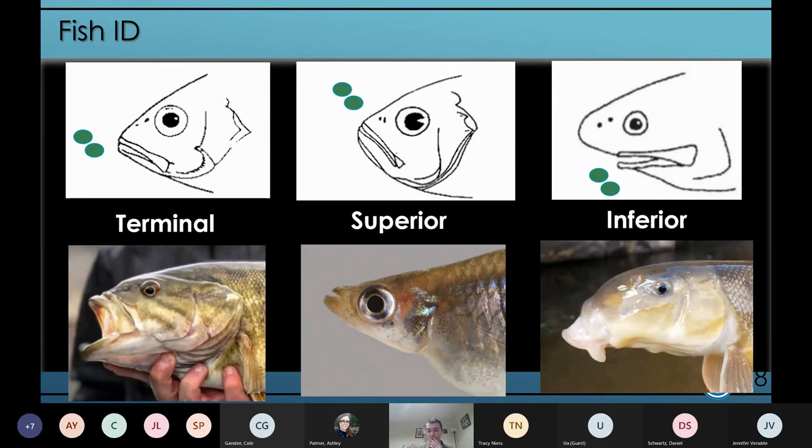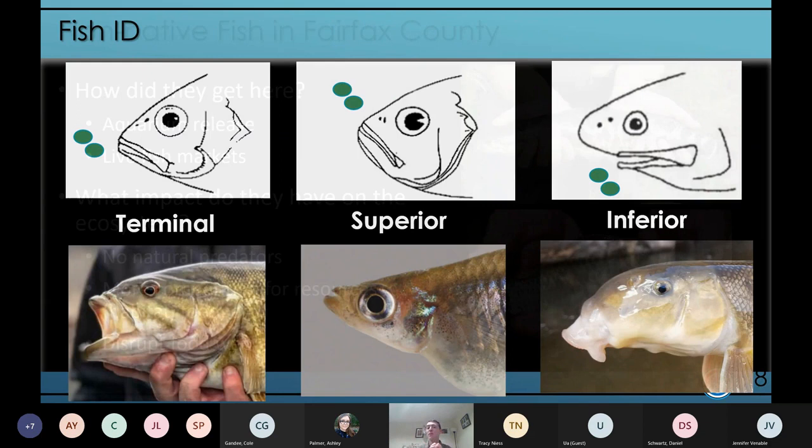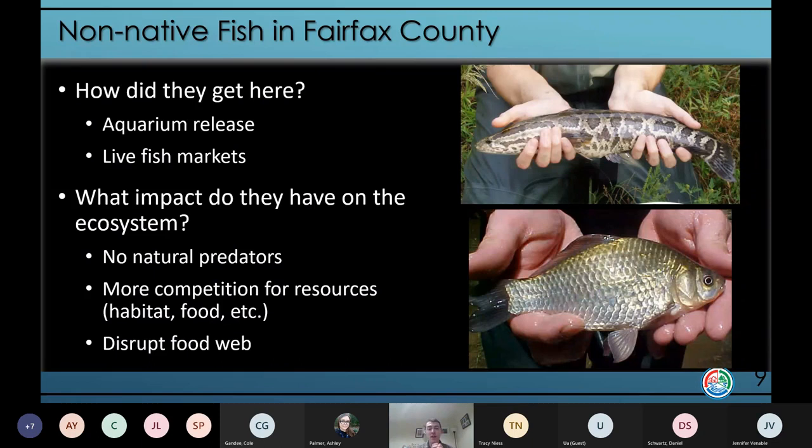All those fish that I was showing you before are native species. We have some issues here with non-native or invasive species as well. I'm sure some of you have probably seen pictures of the top picture, a northern snakehead. These are fish that came here from parts of Africa and Asia. That's where they're native to.